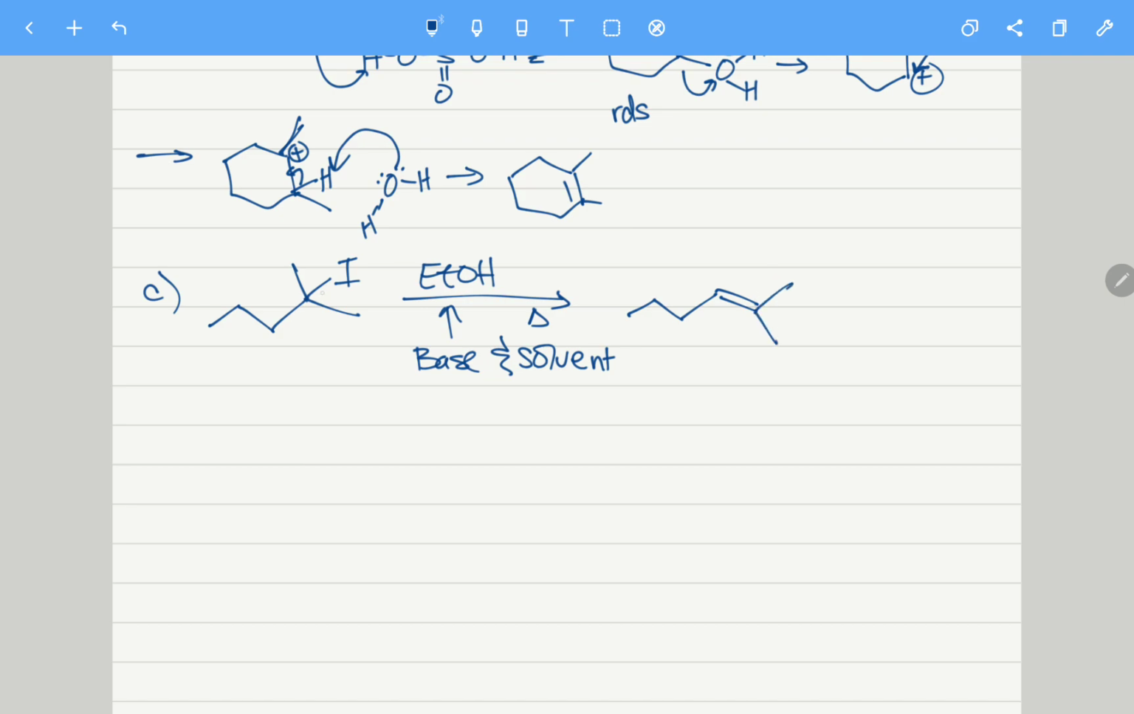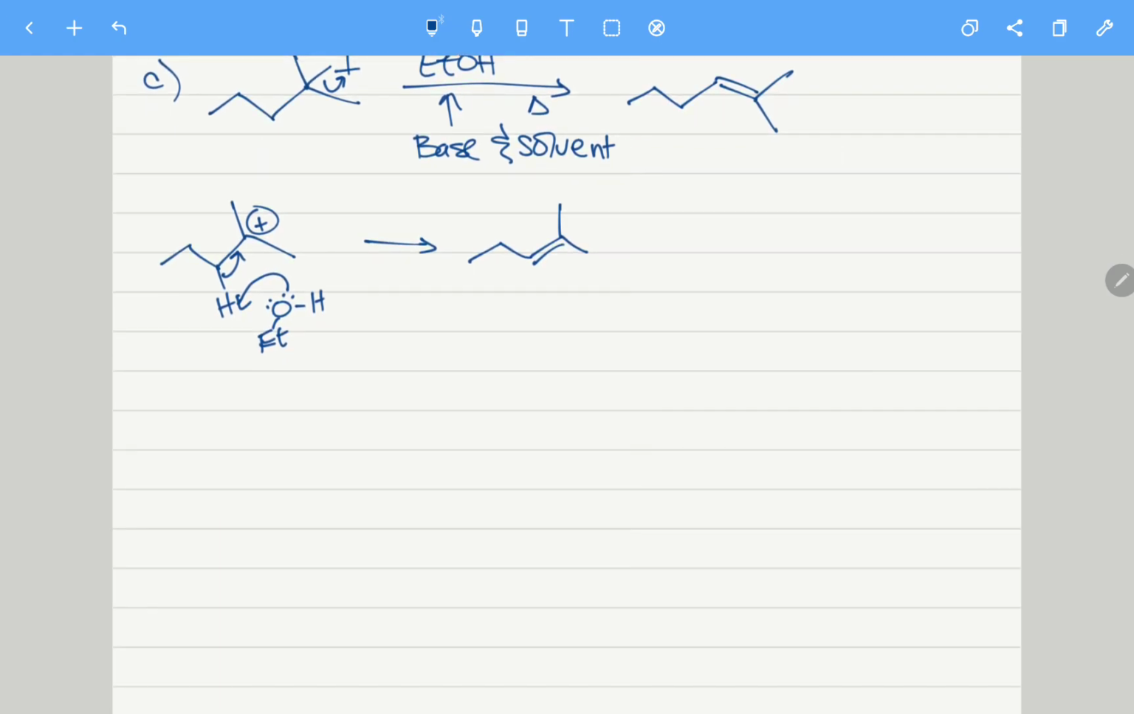All right, so our first step is the leaving group leaves first. We get our tertiary carbocation, and then our base, which is going to be the ethanol, will come in and deprotonate in these conditions. You get that. All right, and then the last question for this is same question, except we're using a base that is a strong base.